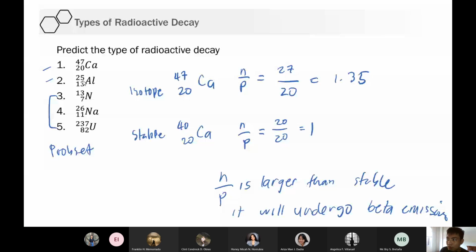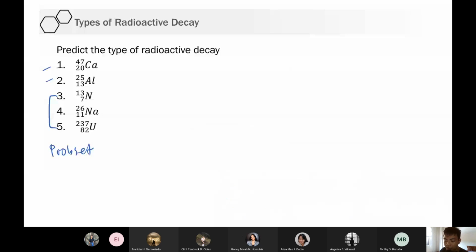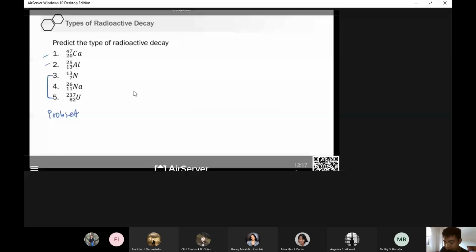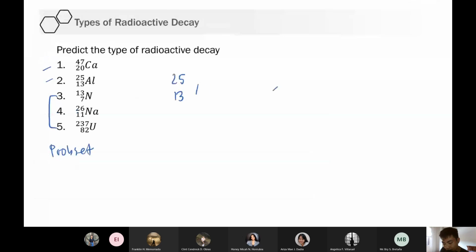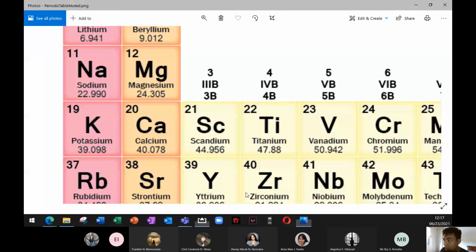Another example will be aluminum 25. Ganun lang gagawin niya. Compare nyo lang siya sa stable. Paano mo malalaman yung stable? Nasa periodic table yan. I-round off mo lang yung masses. And emphasize ko para hindi makalimutan. Ito yung isotope mo, aluminum 25. Stable, hanapin mo sa periodic table. Ito yung aluminum, 26.9, round off mo yan. Ito 27. So 27 yan.